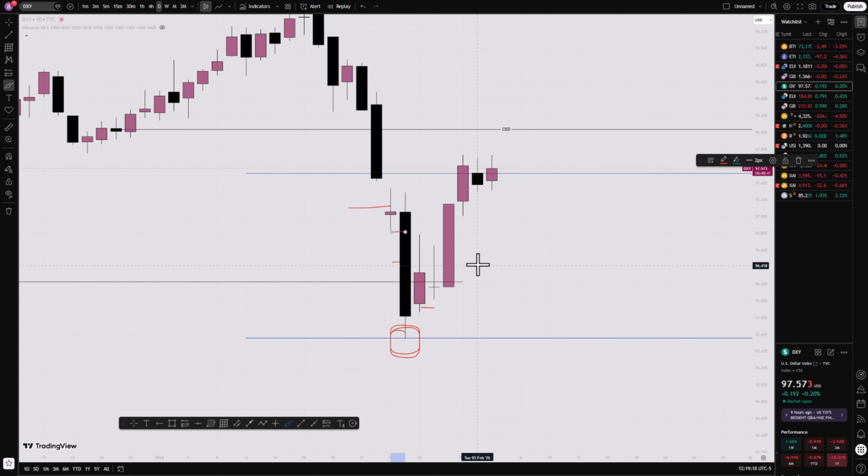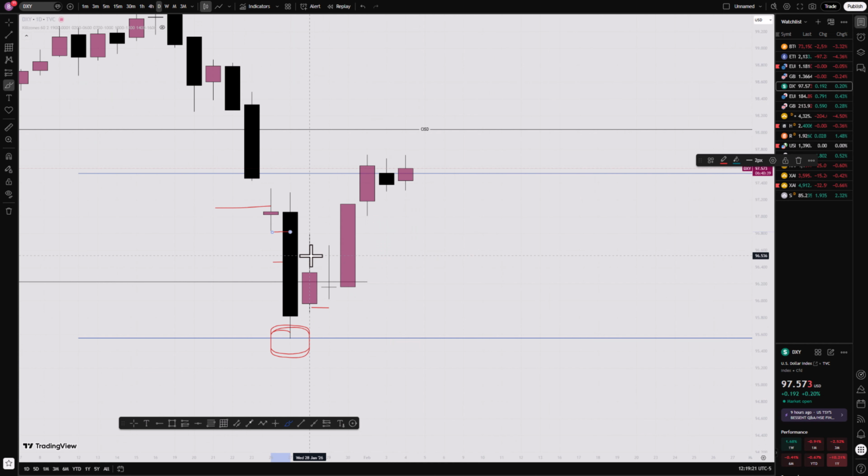However, another way to do it is to look at what happened previously. Let's say, for example, this candle is today.